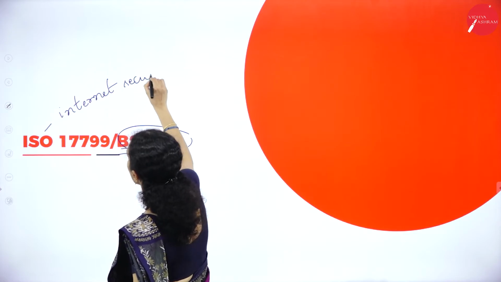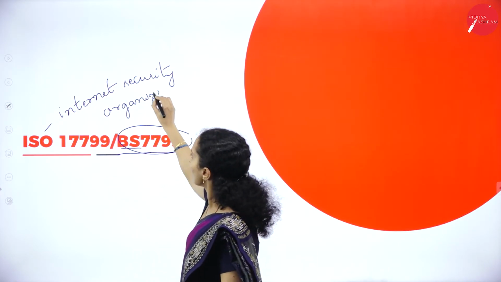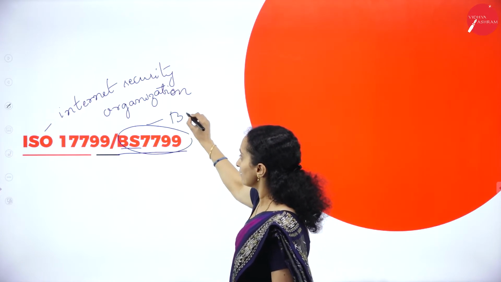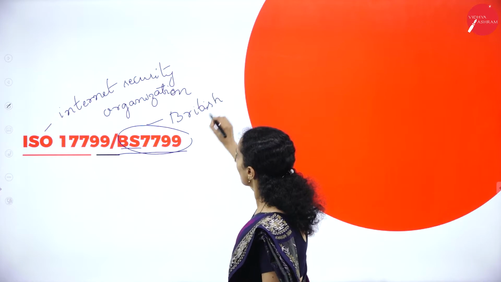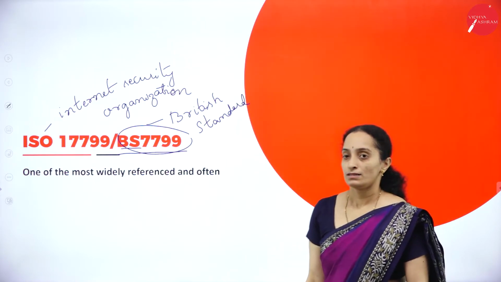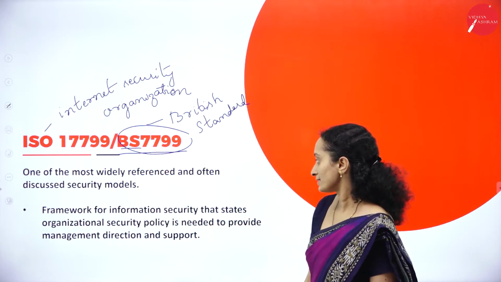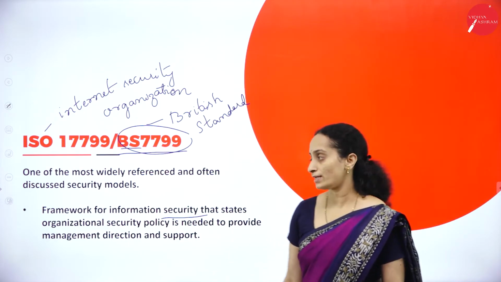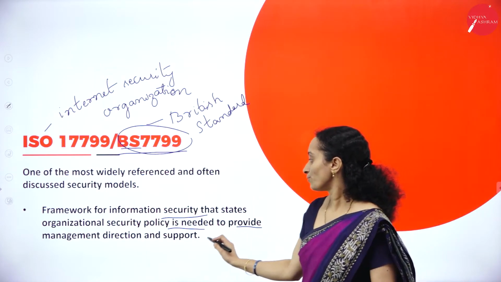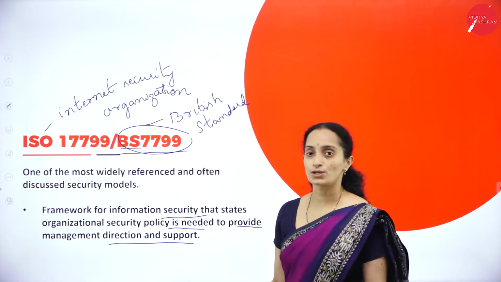ISO stands for International Organization for Standardization, and BS is British Standard. This is the most widely used or referenced model by international organizations. It is a framework for information security that states that an organizational or enterprise-level security policy is needed to provide direction and support from top-level management to secure the data.